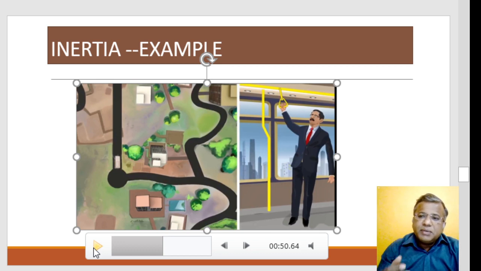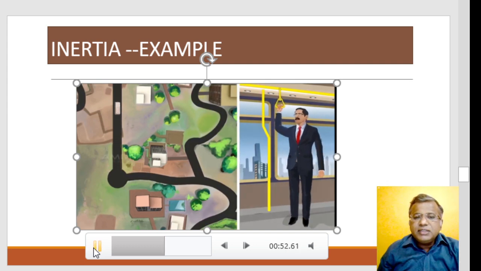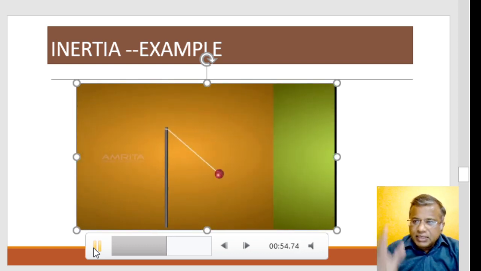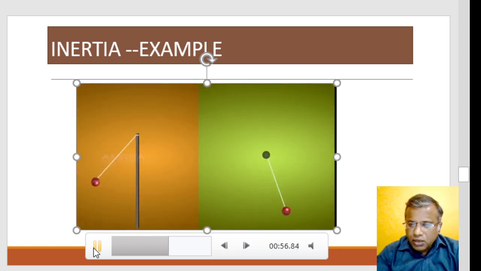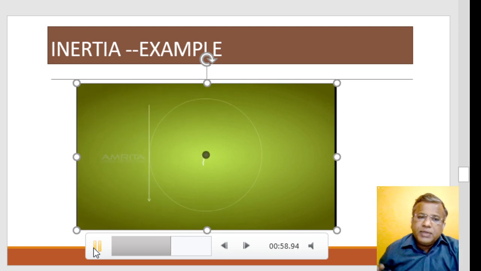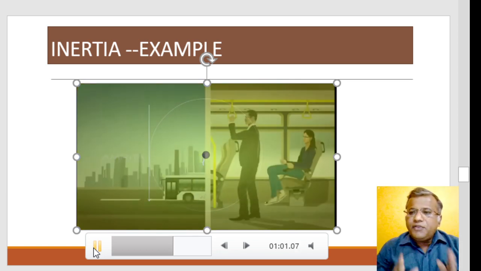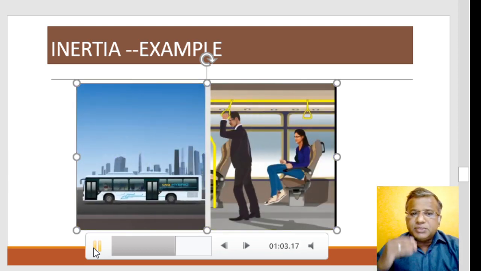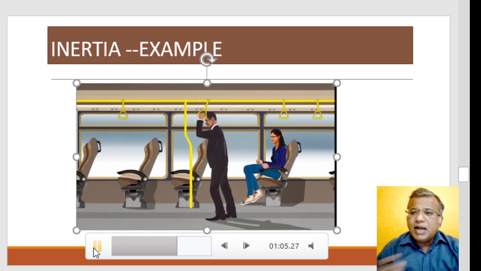And say for example an object is moving and suddenly is brought to rest. So when the object is in motion, and this object is now suddenly brought to rest, you will see that if an object which is in motion is suddenly brought to rest, again the same thing will happen over here.